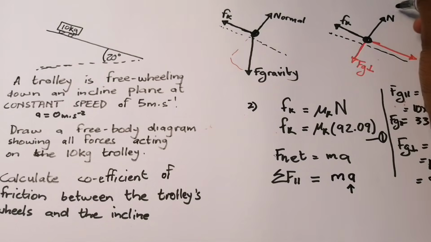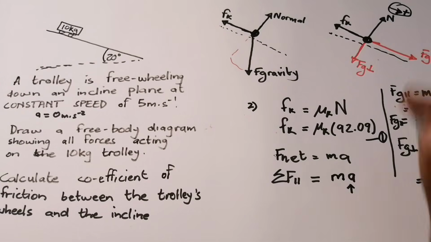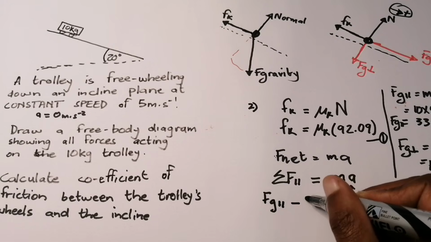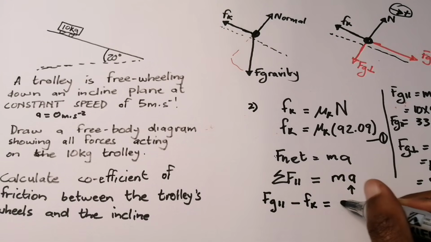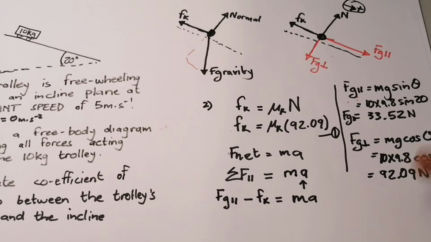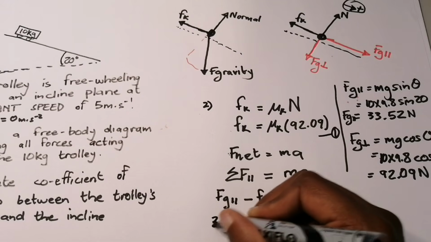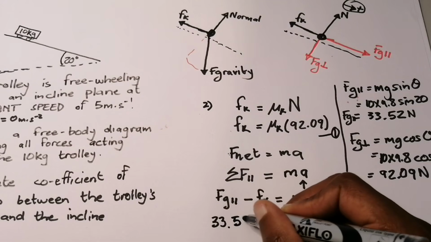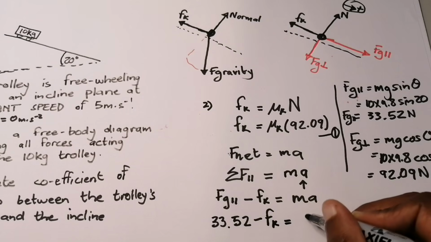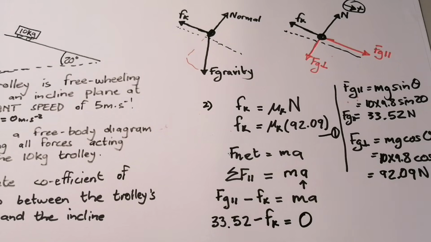Now, obviously it's going down the incline this time. So I'm going to take sum of forces, or rather the direction downwards, as positive. So what are my forces? It's going to be FG parallel minus the frictional force, and this is equal to MA, right? And what is my FG parallel value? You remember, we said it was 33.52. So that's 33.52 minus the frictional force, and this is equal to, remember we said this is 0.